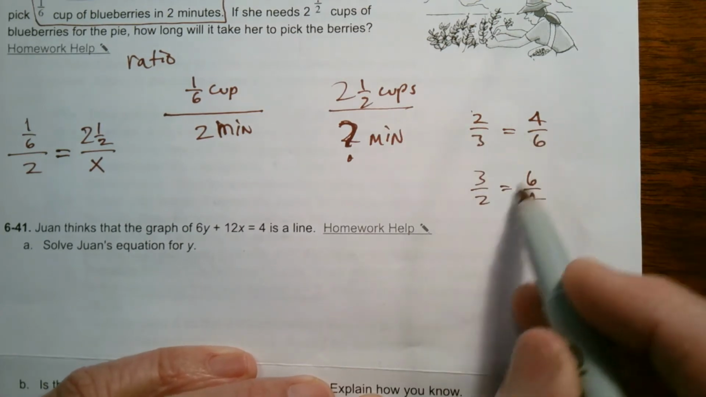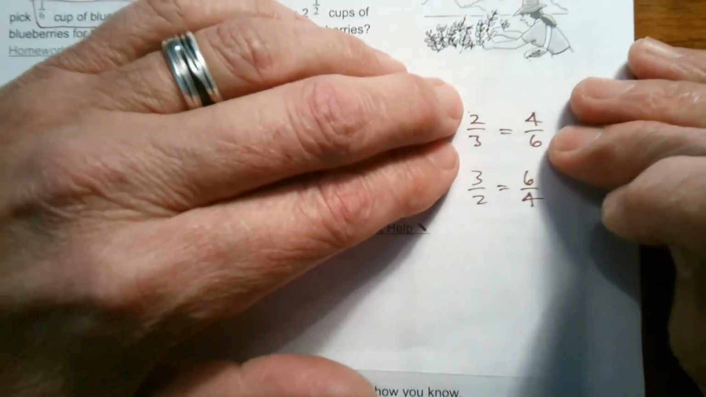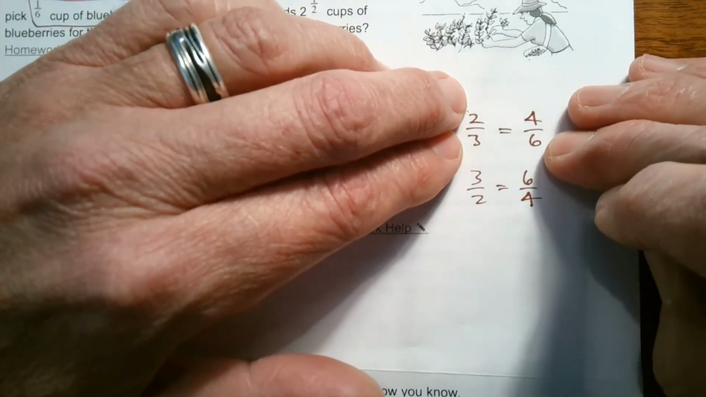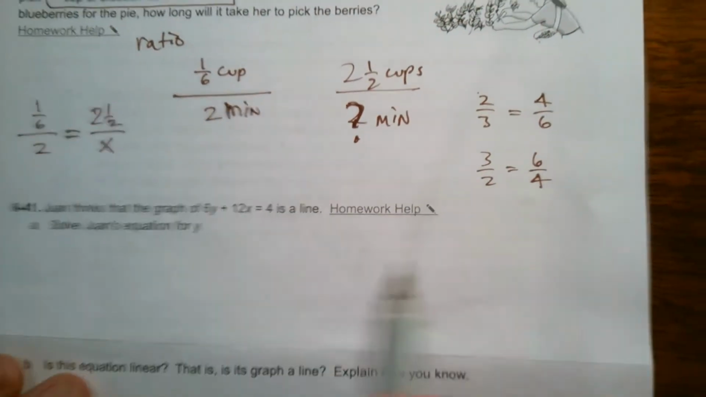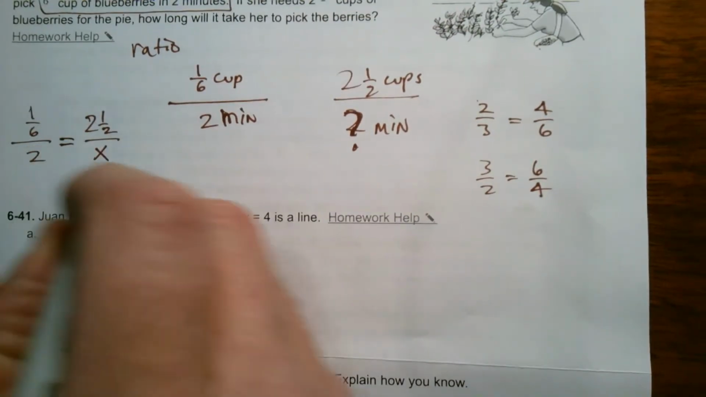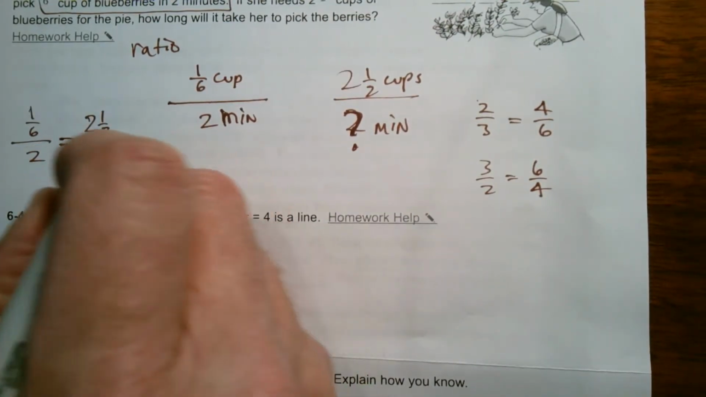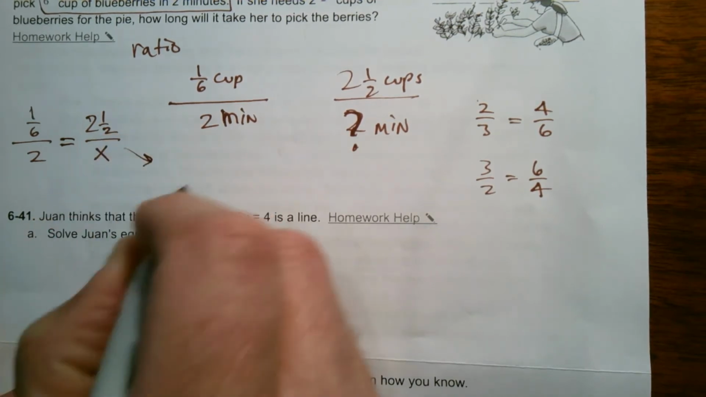So this is true. So basically what I was trying to show you is I could take both fractions and do the reciprocal, flip them over, and they still would be equal. And I'm doing that because I'm going to do that to this one, because what I want to do is I want to get my x on top.